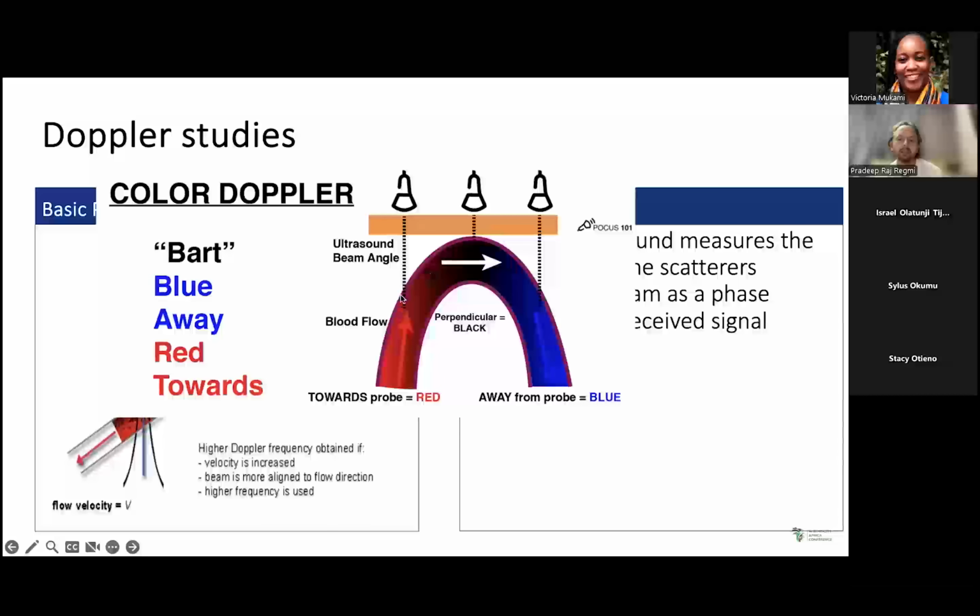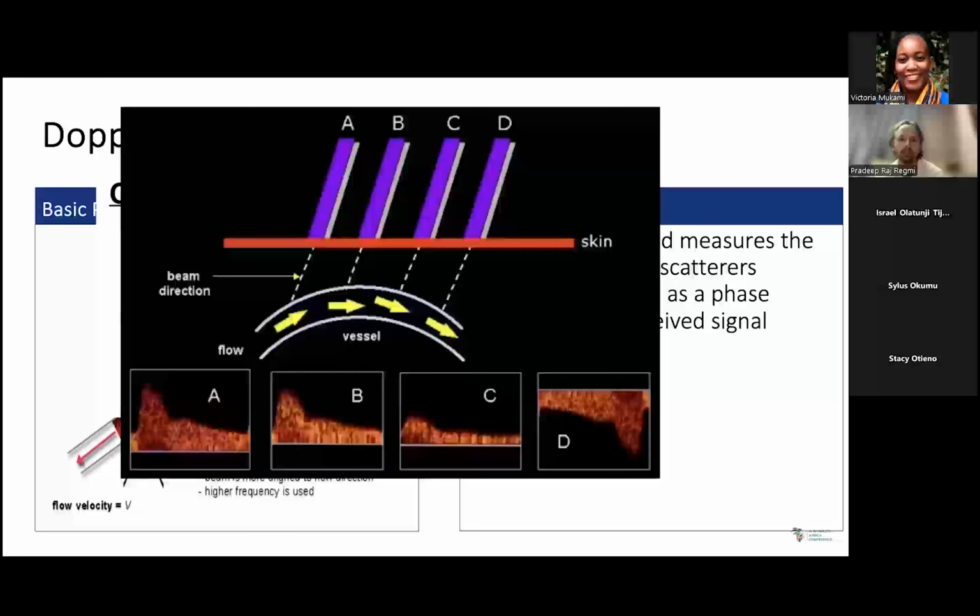For example, if the artery is going towards the transducer, it gives a red color in Doppler, and if it is going away from the transducer, it gives blue color. So blue color is away, red color is towards the probe. And we measure the Doppler shift, and we get the velocity in this curve with systolic and diastolic flow.